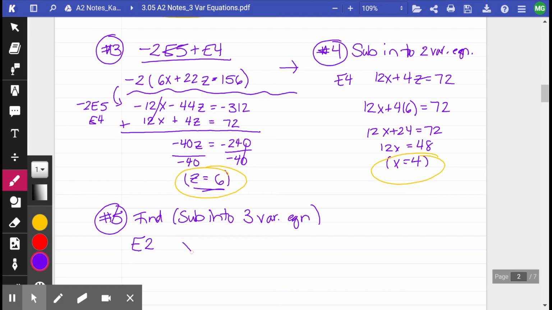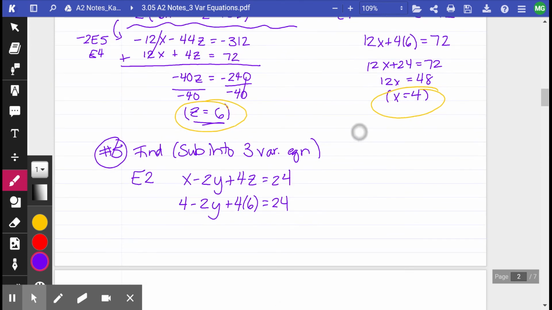So we've got x minus 2y plus 4z equals 24. And my x is 4. I'm solving for y. My z is 6. And then just continue solving from there. Pause the video, go ahead, solve for y, and then check back for the answer.